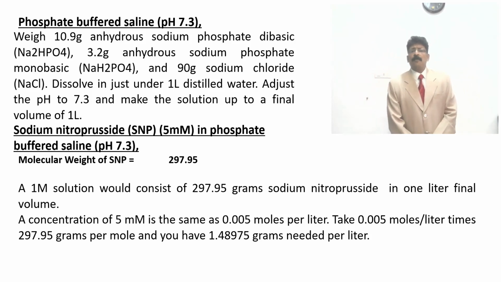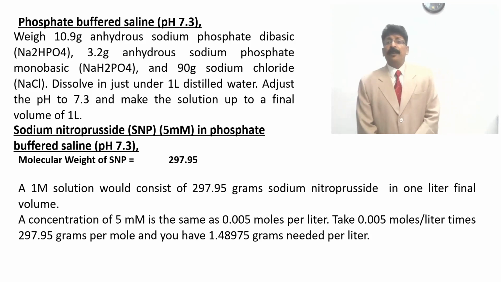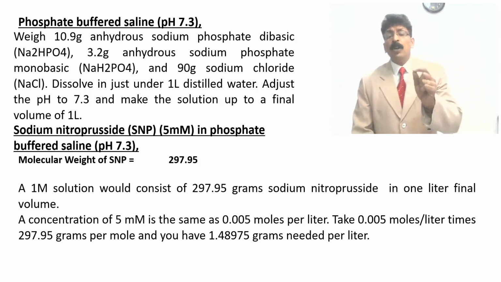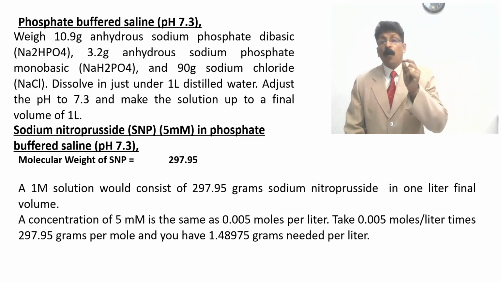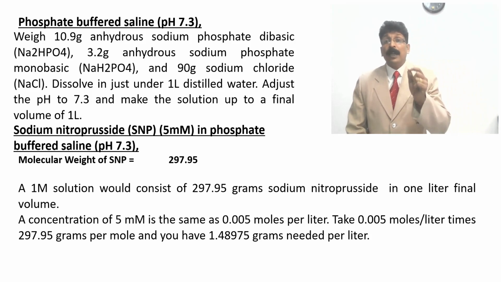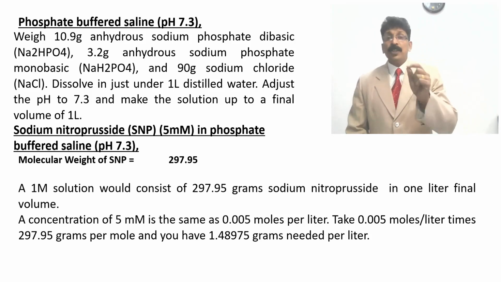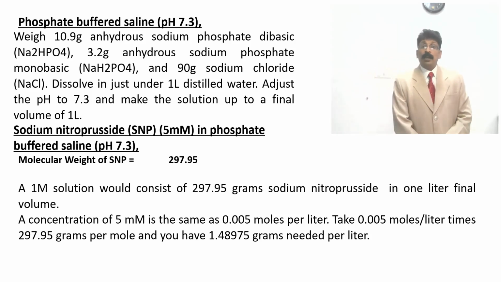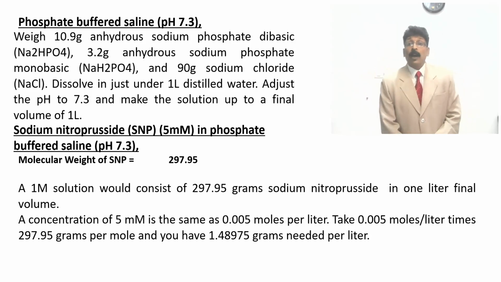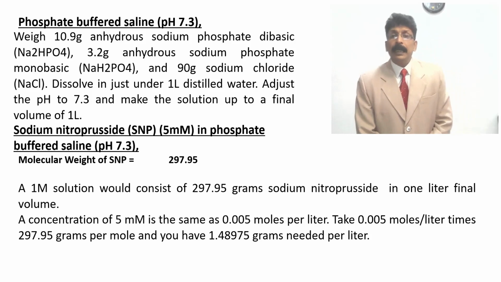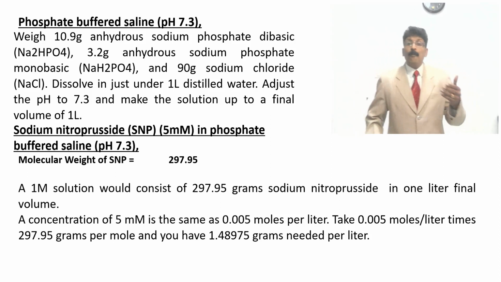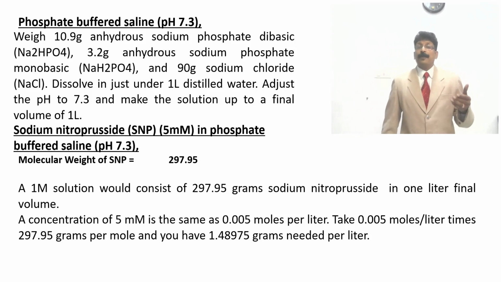So take 0.005 moles. So what is this moles? You have to see how many grams should be taken for 0.005. When you multiply 0.005 by the molecular weight, you will get 1.4897 grams. So each and every mole will be different according to the molecular weight of the components.